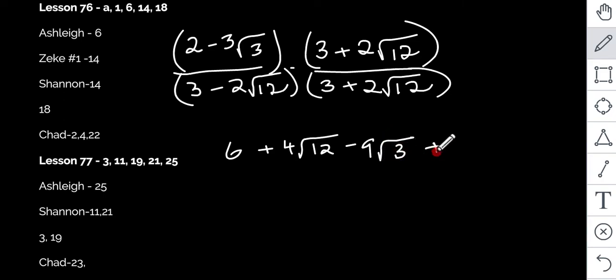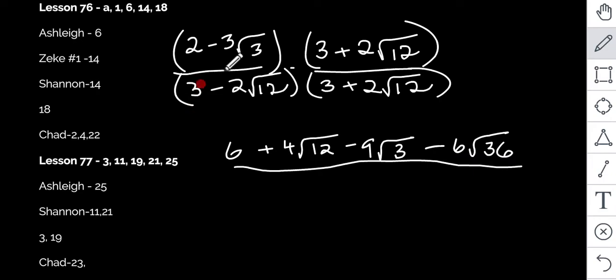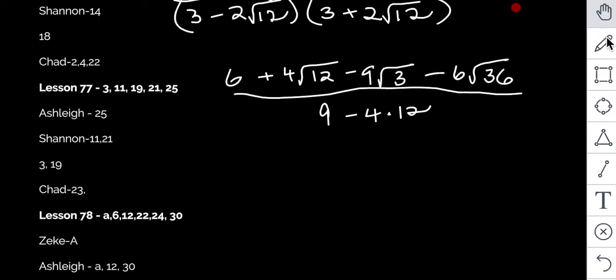And the last is going to be a negative 6 root 36. All over, I didn't leave much room, did I? First would be 9. Now the beauty of multiplying by a conjugate is that the outer and inner will add out. So we just need to do the last, which is going to be minus 4 times 12, because square root of 12 times square root of 12 is just 12. Now we no longer have a radical in the denominator, which is an illegal thing, and we got rid of it. So we're just going to simplify this out a little bit.